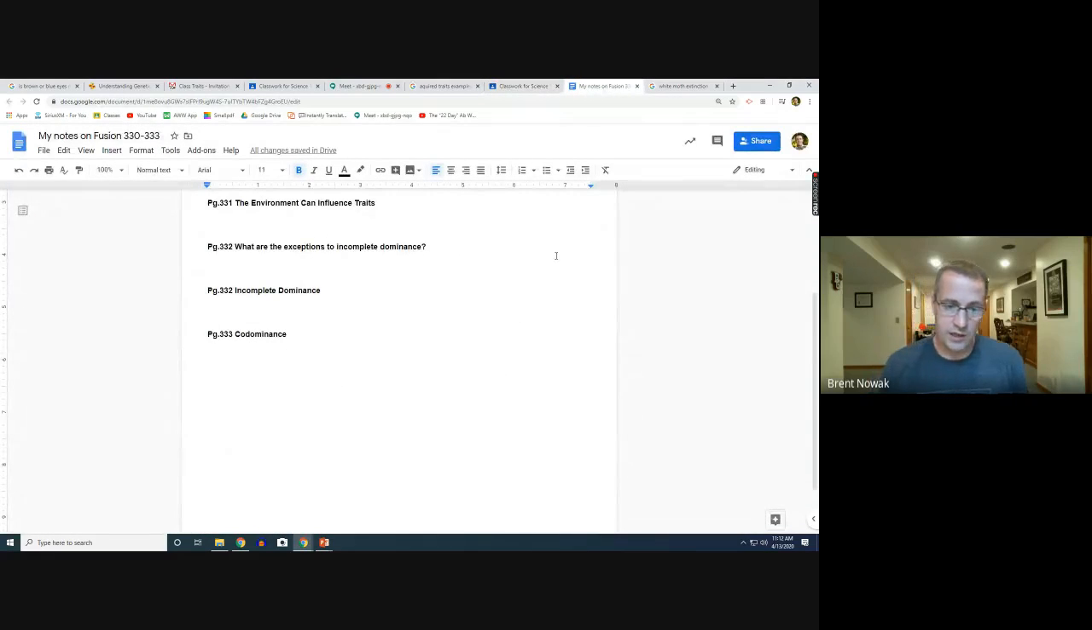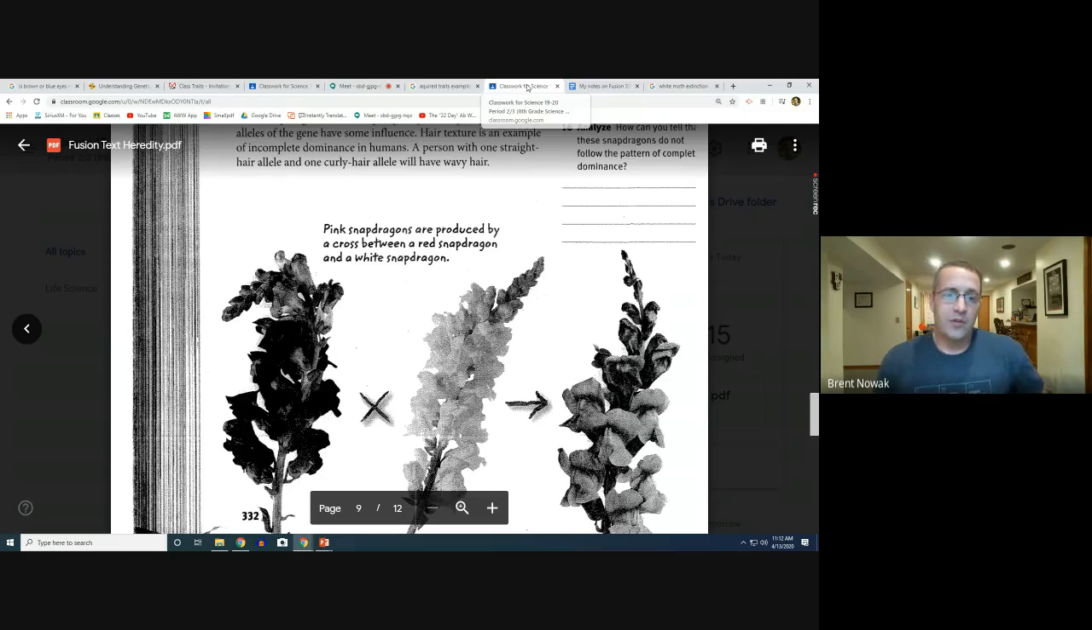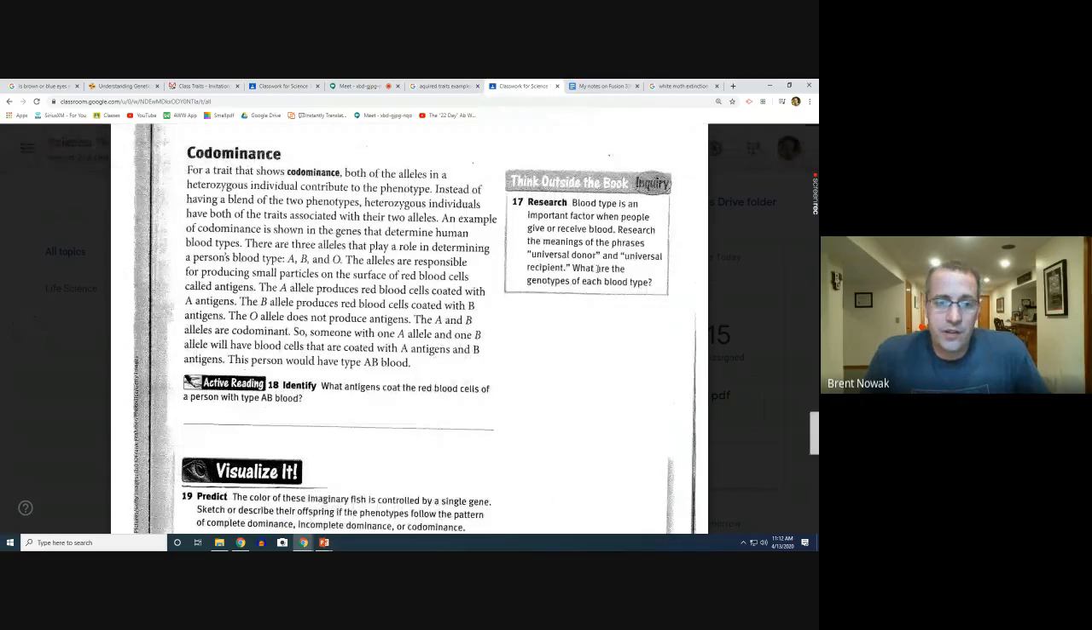Okay, so now we need to do our last one, codominance. And same idea is that there's some kind of blending going on. Codominance. For a trait that shows codominance, both of the alleles in a heterozygous individual contribute to the phenotype. So no matter what you have, if you have a capital and a lowercase, they both contribute. Instead of having a blend of the two phenotypes, heterozygous, that means, again, two different lettered individuals, have both of the traits associated with their two alleles.